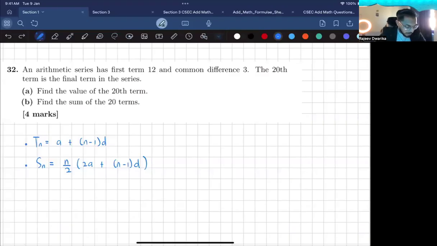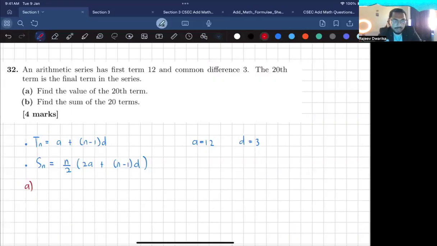Annalie, in addition to the formulas we know, what information are they giving us? A is equal to 12 and D is equal to 3. Right. And they're saying that the 20th term is the final term in the series. Cool. So they want us to find the value of the 20th term. So if we want to find our nth term, what formula would I use? The first one. Right.